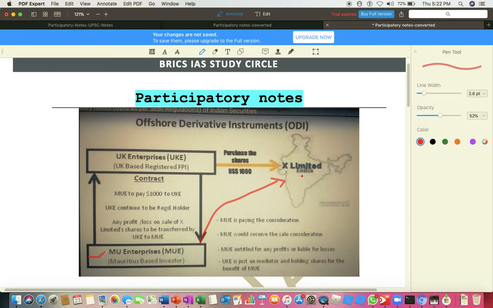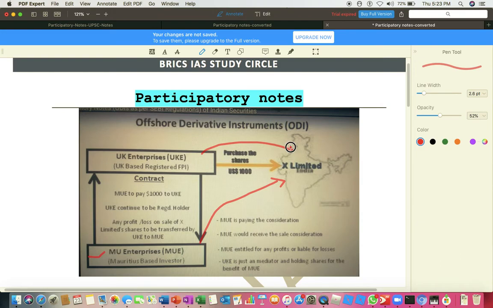So, therefore, there is a company called UK Enterprise which is registered with SEBI as an FPI. It is a foreign portfolio investor registered with SEBI in India. Am I clear? UK Enterprise is registered with SEBI in India. So what happens is MU Enterprise will have an agreement with UK Enterprise, and UK Enterprise.